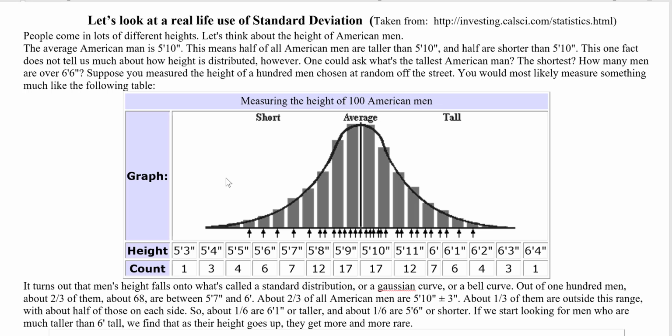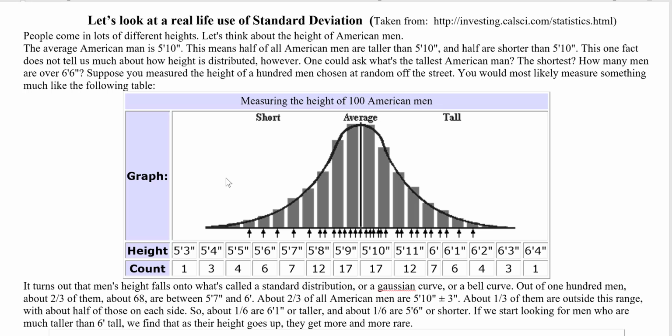Okay, so let's think of the height of American men. The average height is 5'10". This means half of all American men are taller than 5'10", and half are shorter. This one fact does not tell us much about how the height is distributed, however. One could ask, what's the tallest American man and the shortest? How many men are over 6'6"? Suppose you measure the height of 100 men chosen at random. Would you most likely measure something much like the following table?